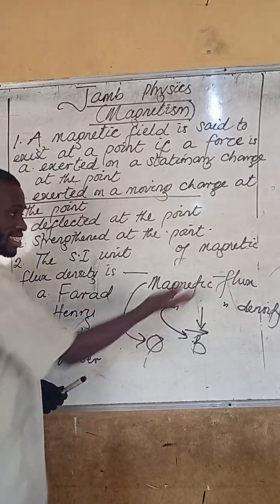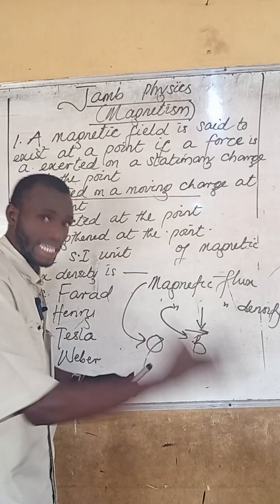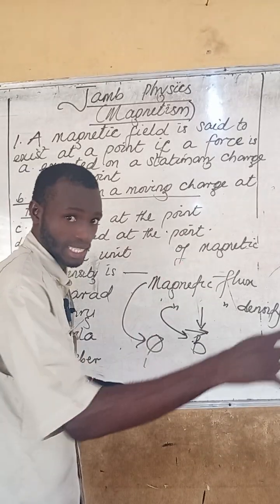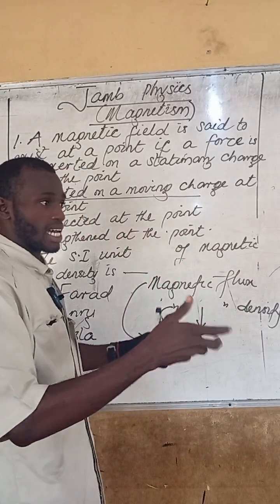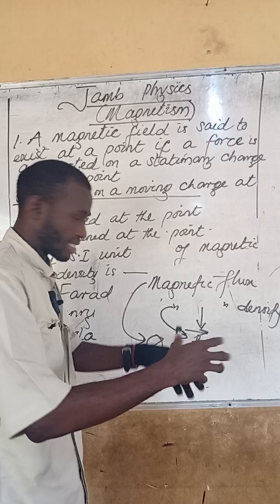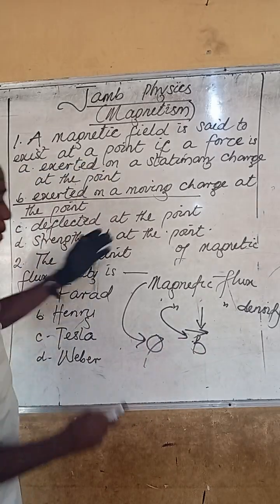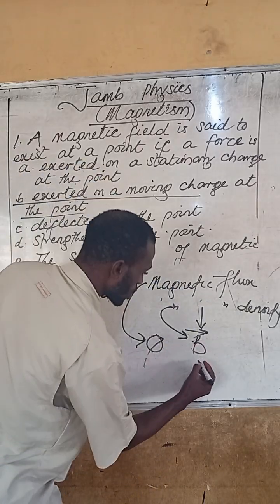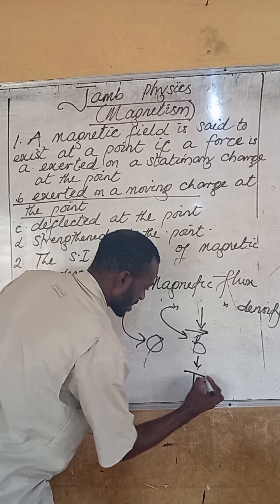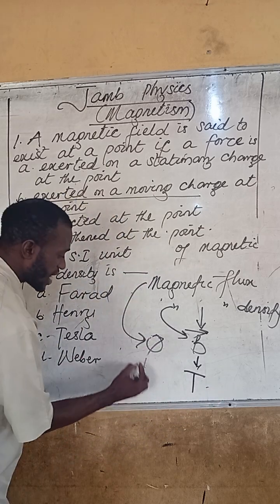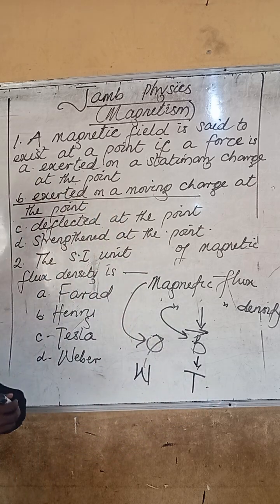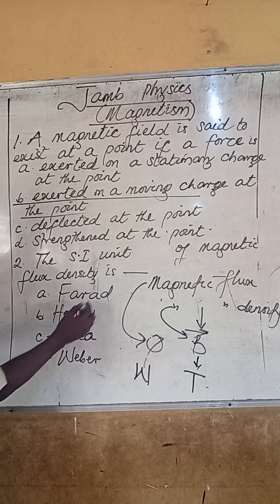Now this one is just represented by lines. This one is just the amount of magnetic field lines. Is that okay? The amount of lines that the magnetic field has. That's magnetic flux. But for magnetic flux density, the unit is Tesla, while the unit of magnetic flux is Weber. Is that okay? So let's make sense of that.